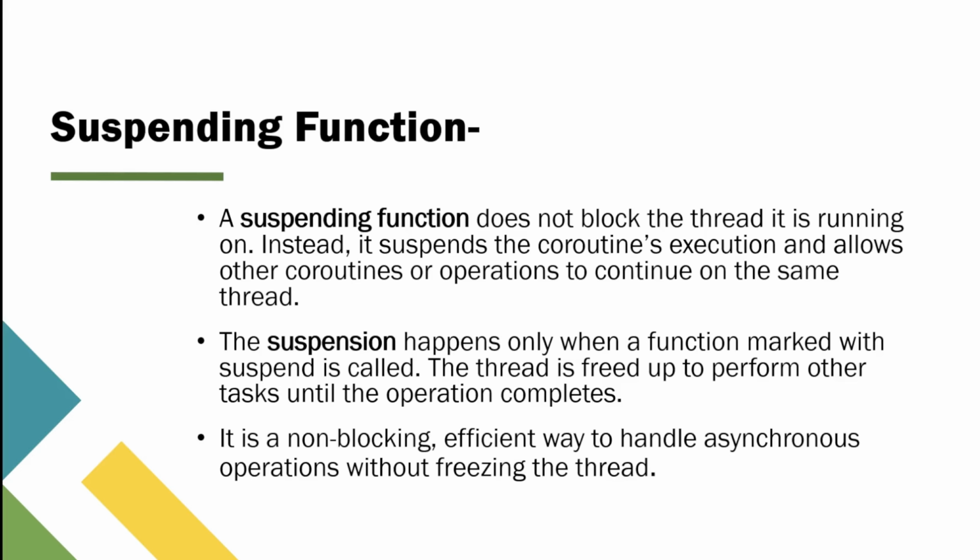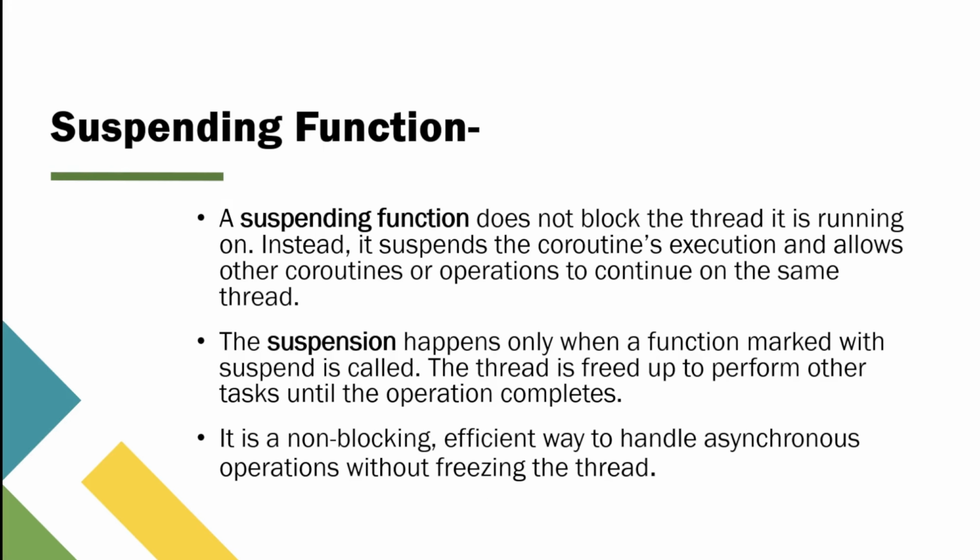A suspending function does not block the thread it is running on. Instead, it suspends the coroutine's execution and allows other coroutines or operations to continue on the same thread. The suspension happens only when a function marked with the suspend keyword is called. The thread is freed up to perform other tasks until the operation completes. It is a non-blocking, efficient way to handle asynchronous operations without freezing the thread.